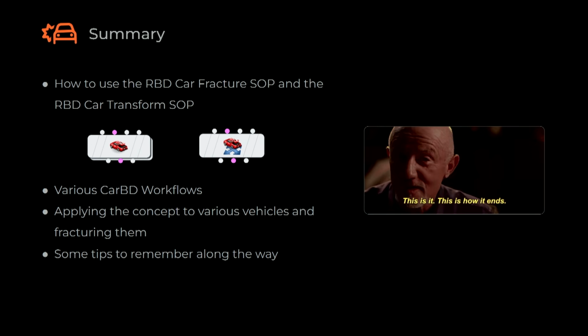So what we saw in this presentation, and also what's new in Houdini 21, is the car fracture swap and the RBD car transform swap, which has essentially made your workflow in fracturing vehicles, not just cars, a little bit easier and definitely more creative as well. It's not restricting you from doing anything that you would previously do. We saw a lot of different CarRBD workflows, which works, which doesn't work, and which works in what scenario. We saw how we can apply the concepts to different vehicles, and also some tips to remember along the way.